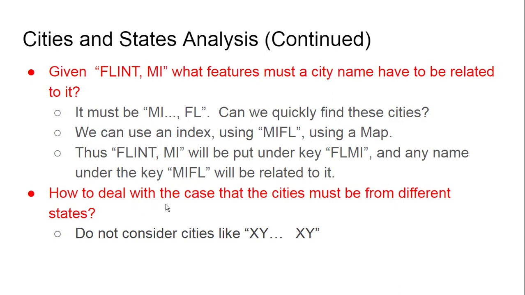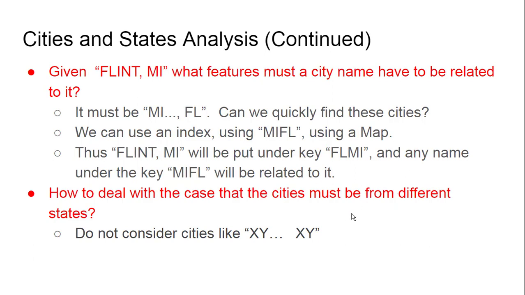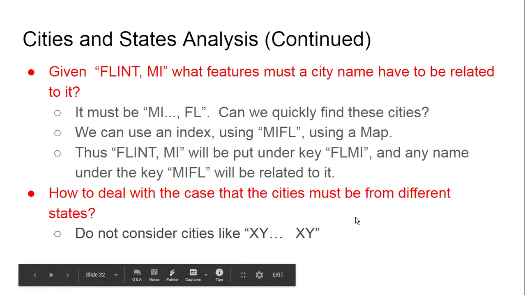So we also need to deal with the case that the cities must be from different states. That means if we have a city name that starts with the same two letters as the state code, then we should not consider that, because any city that we find to be related will actually be from the same state.